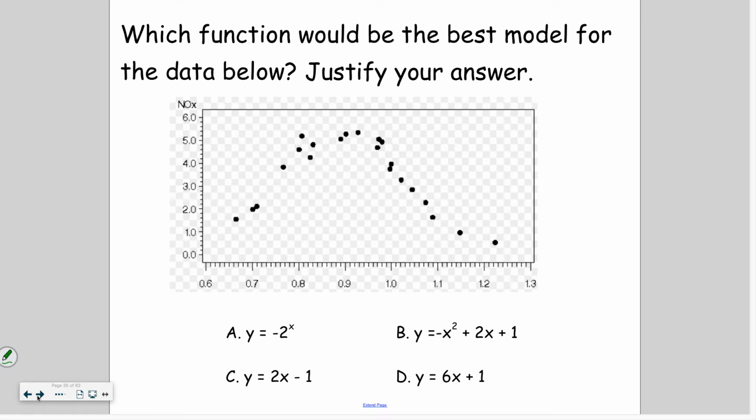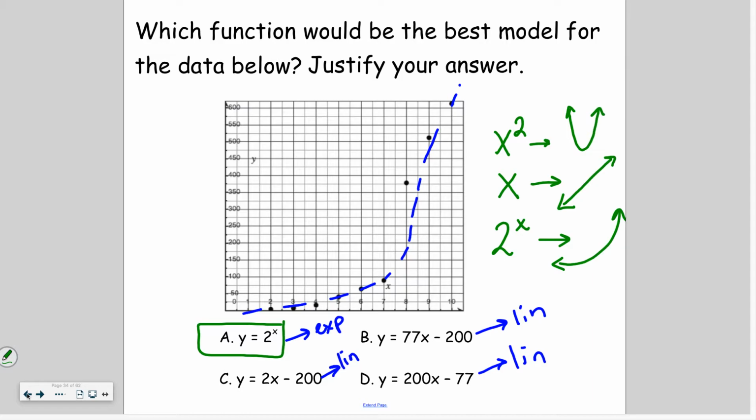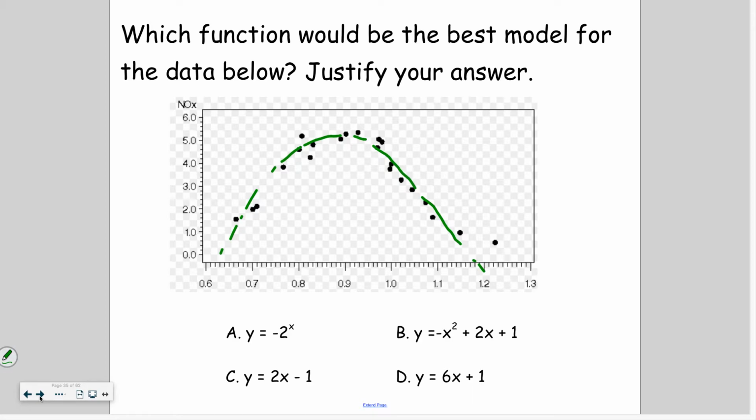All right, if we look at the next one. Now you can kind of look back at the ones that I just wrote and see which ones this one looks like. So if I look at these 3 right here, which one does that one resemble? X squared, the x, or the 2 to the x? I'll give you a second to pick. And if you chose B, you are correct because we have the x squared. All right.